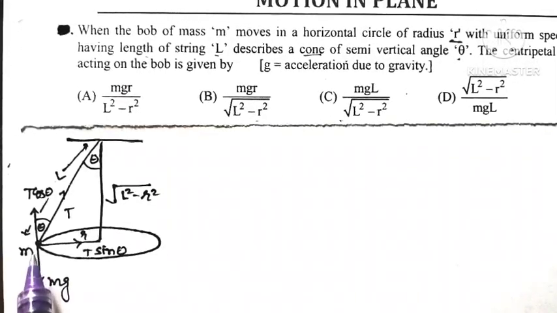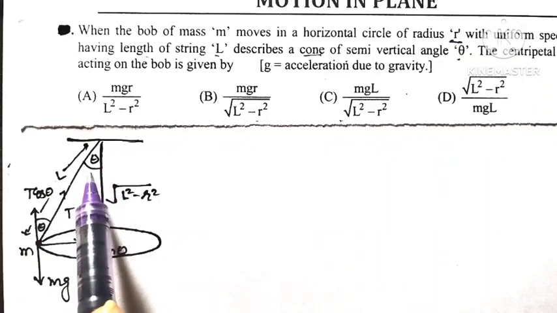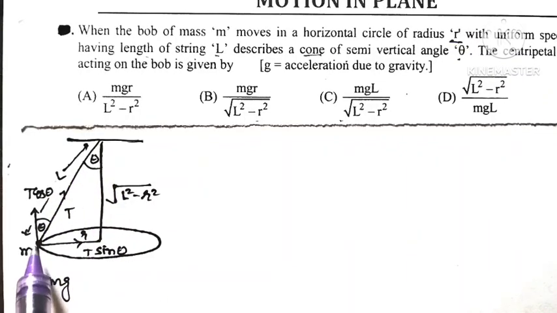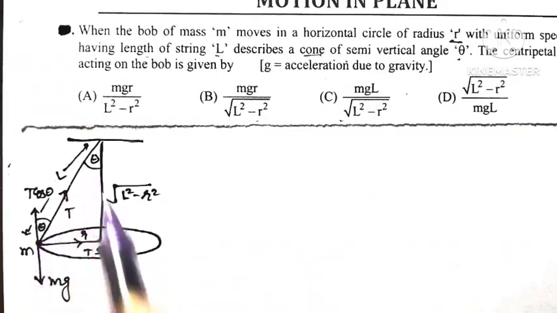Here we are having a bob of mass m. It is revolving in a horizontal circle of radius r. That bob is suspended with the help of a string of length L, and let theta be the vertical angle made by it. Now, as far as this bob is concerned, its weight mg is acting vertically downward. And because it is performing circular motion, there is a tension T pointing upward.